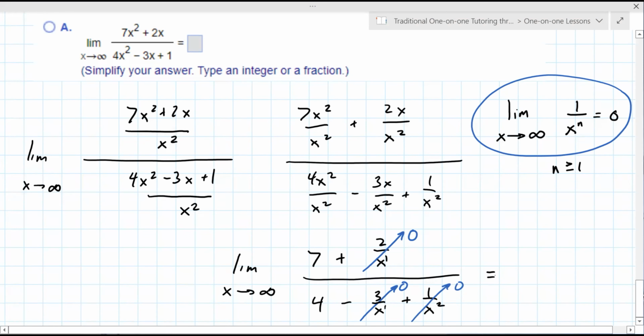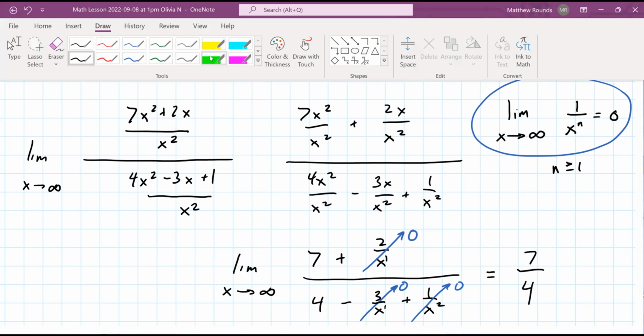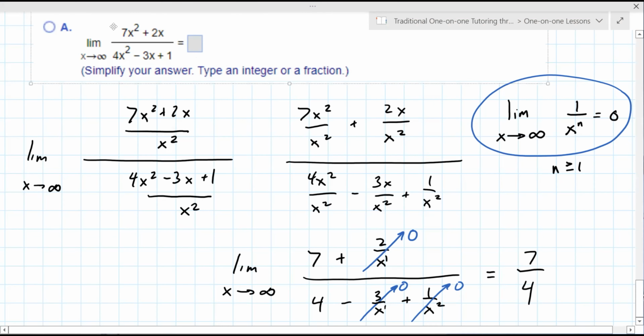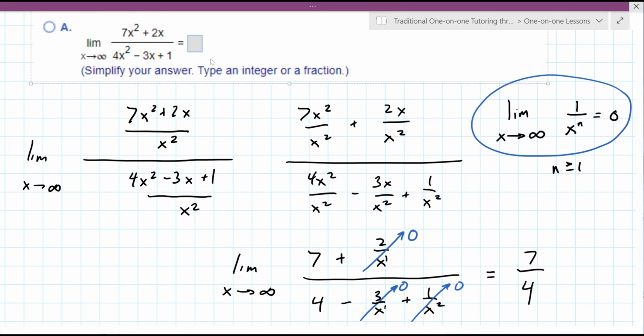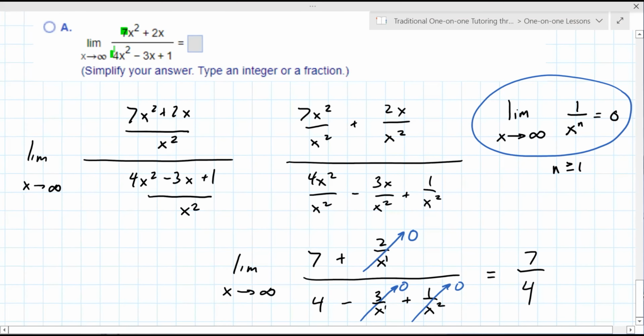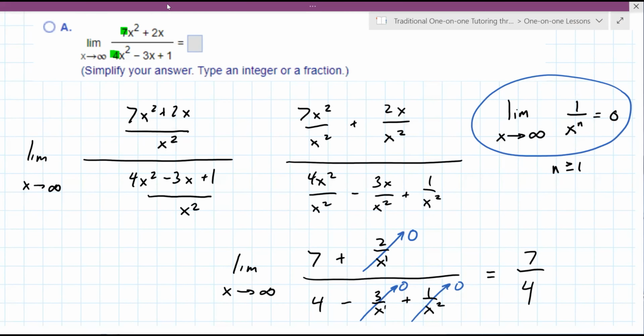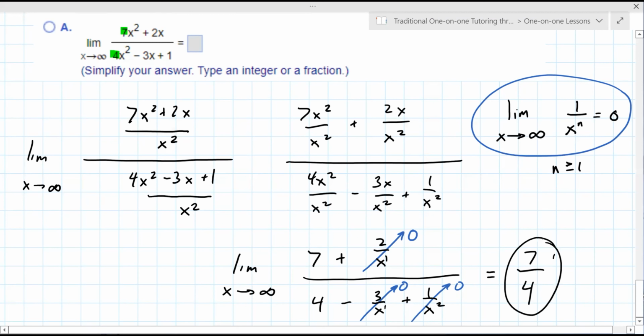So what are you left with? Well, you can't plug in infinity, so that's kind of an exception to what we said earlier. You just see what is left over. Well, what's left over is 7/4. Now, in a previous math class, you learned to look at the ratio of the leading coefficients, and that works most of the time, but not all the time. But that is your final answer.